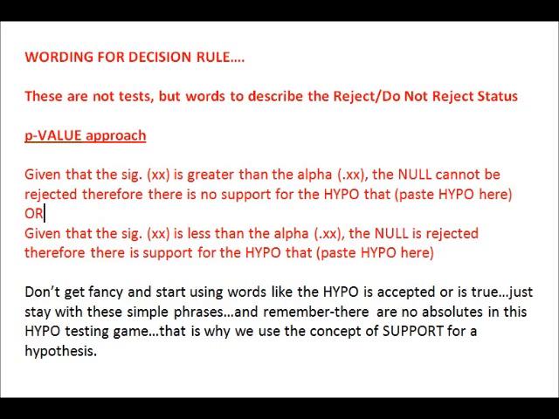these exact same words. Given that the SIG is greater than the alpha, the null cannot be rejected. Therefore, there is no support for the hypo, and then you're going to insert your hypothesis right there. Or, given the SIG is less than the alpha, the null is rejected. Therefore, there is support for the hypothesis that you're going to insert your hypothesis there.